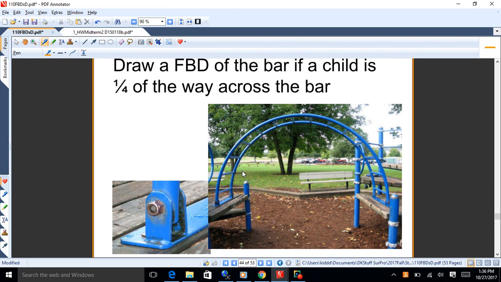All right, so let's say here's just some things around town and various places. There's, I don't know, I wouldn't quite call it a monkey bar, but that's kind of the idea. I gave you a little zoom in on the support down there. So let's just look at some real life things and draw free body diagrams. So if you're going to design this thing, and let's say we've got a child a quarter of the way across the bar, what's your free body diagram going to be? Have a look at that connection and model it in the best way you can.